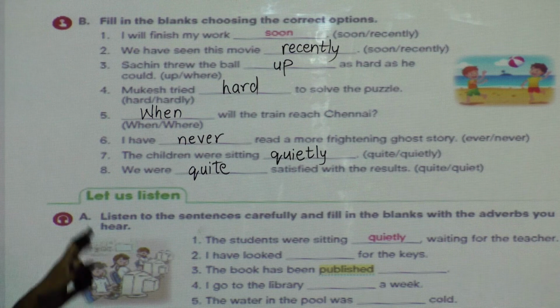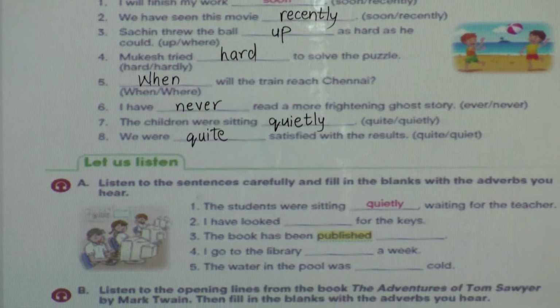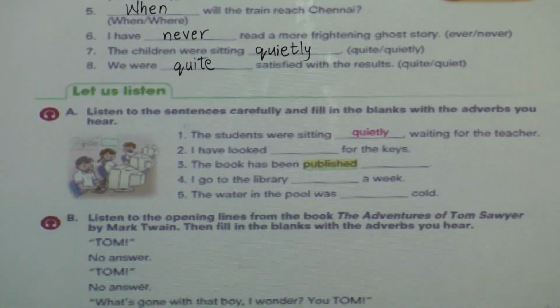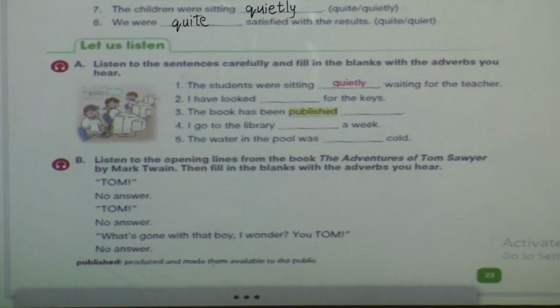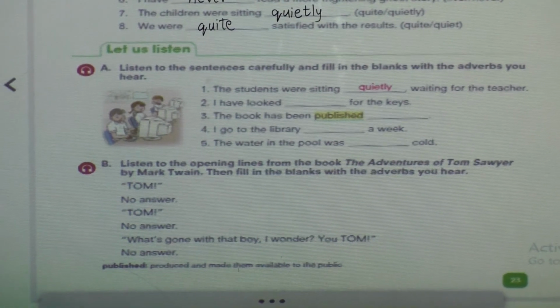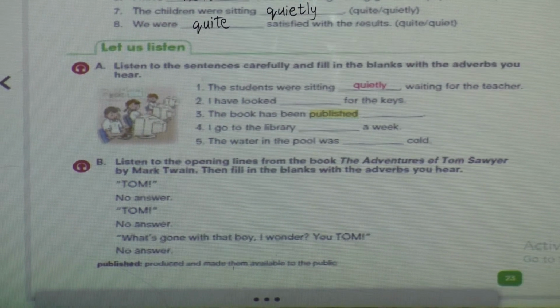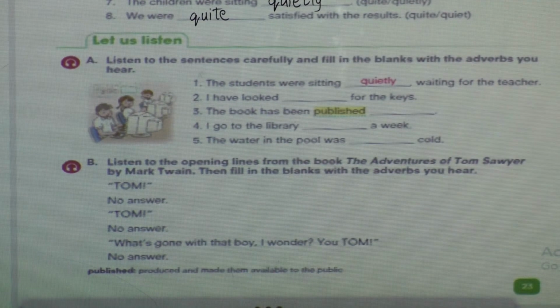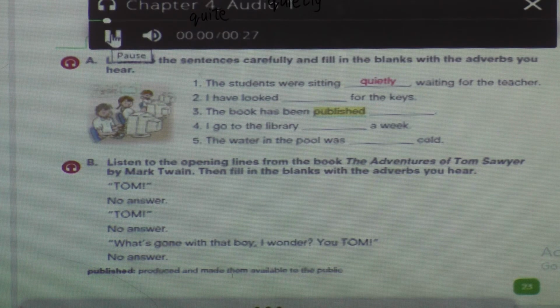Okay. Next, let us listen to the sentence carefully and fill in the blanks with the adverbs you hear. The students were sitting dash waiting for the teacher. The students were sitting quietly waiting for the teacher. 1. The students were sitting quietly waiting for the teacher.